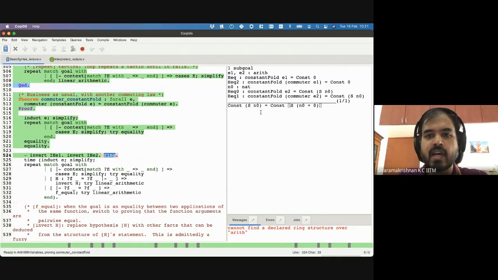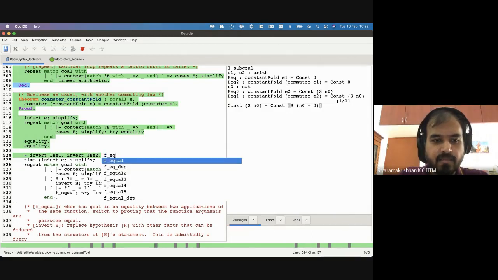We know that n0 equals n0 plus 0, and the ring tactic will make it go through, except that we have these two constructors sitting in front, which is preventing the ring tactic from being applied. What we need to say is, in order to show this, it is enough to show that n0 equals n0 plus 0, right? And the way you do that is to apply this f_equal tactic.